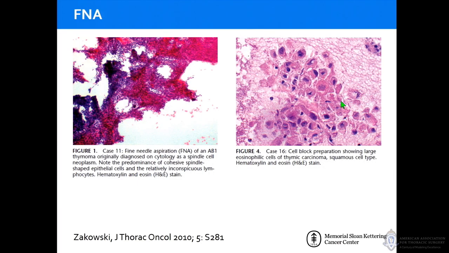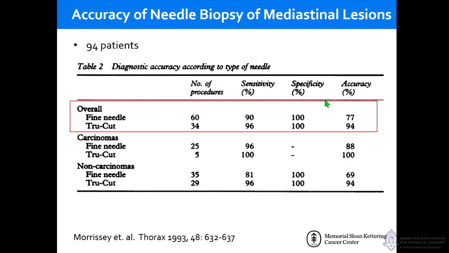Well, in fact, many people shy away from FNA because the mantra is always to get more tissue, but in fact, FNA is successful and can diagnose mediastinal tumors, and these are micrographs showing thymic neoplasms based on cytology. And there is data comparing the accuracy rates of fine needle aspiration versus core biopsy, true cut biopsies. And in fact, the sensitivity and specificity for both are quite good.